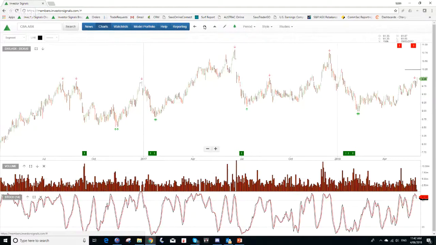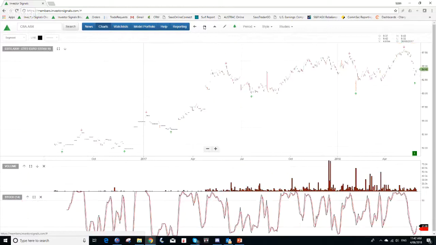Dexus, not doing there at the moment. Generally, as a theme, you've seen these yield-sensitive names, so property, infrastructure, utility names, start to rally recently as the US bond yields have pulled back, which is just a reflection of the market being less certain on the number of interest rate rises in the pipeline over the course of this year and next year in the US. So these yield names have rallied reasonably hard, and I think they're fairly close to resistance again at the moment. We'll have a look at that a little bit further.